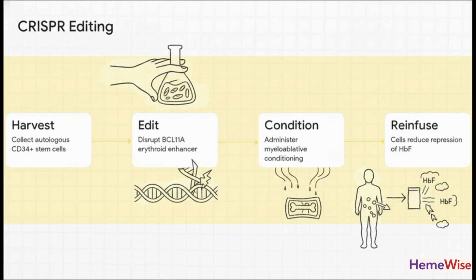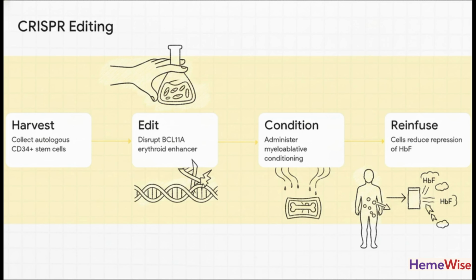But let's talk about the absolute elegance of CRISPR therapy, specifically exagamglogene autotemcel. The process is revolutionary. First, we harvest the patient's autologous CD34-positive stem cells. Next, we use CRISPR editing to disrupt the BCL11A erythroid enhancer. Because BCL11A is the repressor that normally turns off fetal hemoglobin after birth, editing it basically removes the brakes. After administering myeloablative conditioning to the patient, we reinfuse those edited cells. They start pumping out HbF, which perfectly binds up those toxic free alpha chains, functionally curing the globin imbalance.